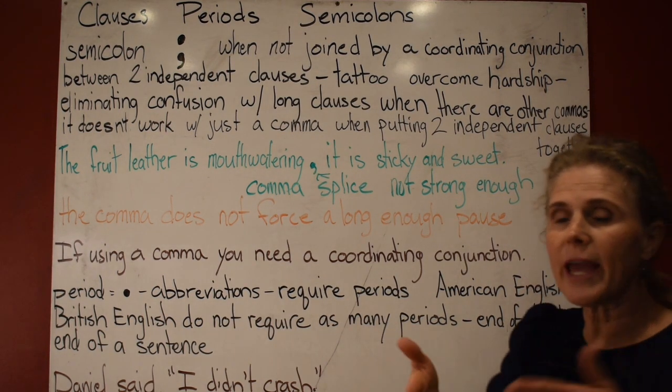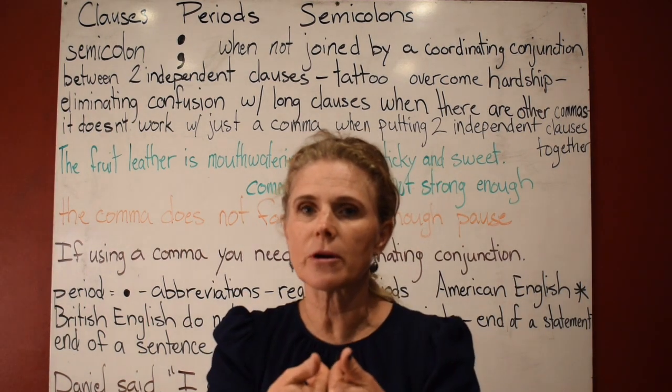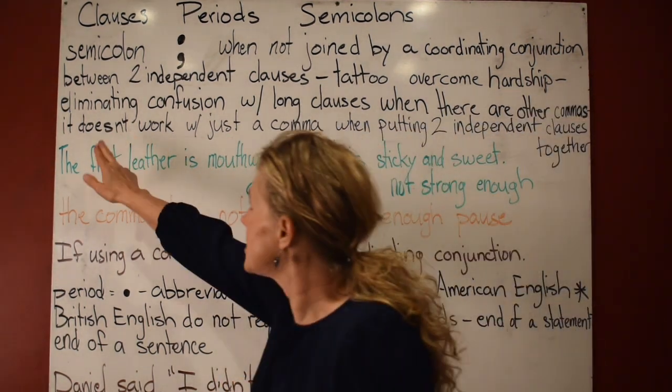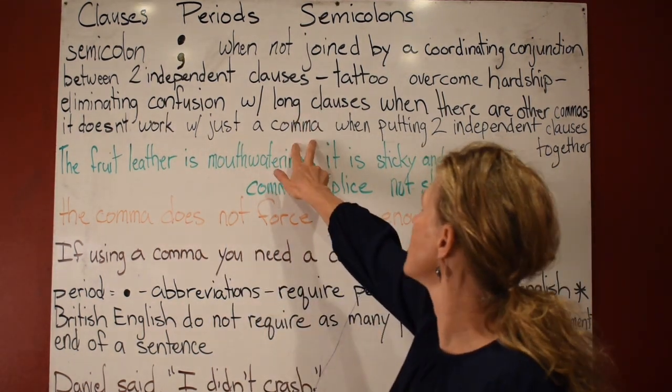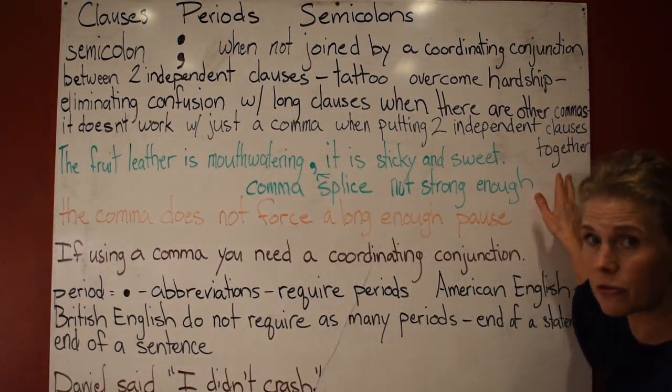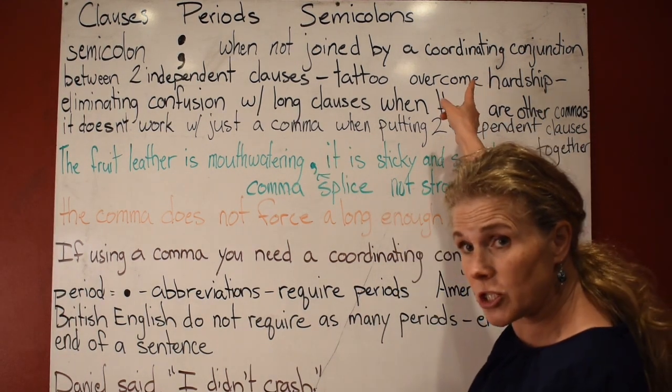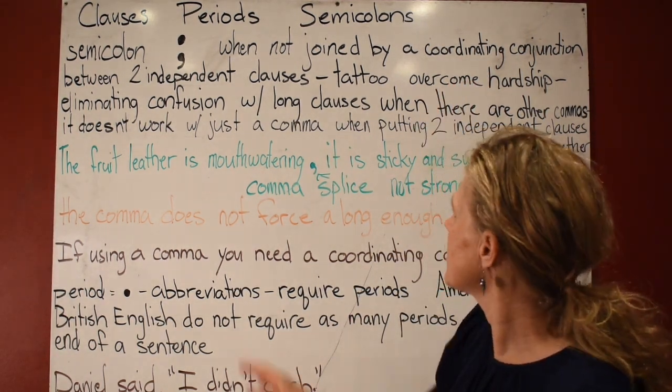All right, it doesn't work with just a comma when putting two independent clauses together. You can't just put two independent clauses together and use a comma. If you're going to use a comma, you have to have a coordinating conjunction. All right, now here's an example.